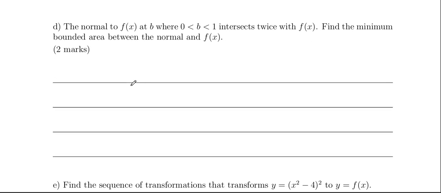Alright, next question. The normal to f of x at b, where b is between 0 and 1, intersects twice. Find the minimum bounded area. Alright, so for this question, I tried a lot of things, and I wasn't able to find the exact answer. However, I was able to find an approximate answer. So if I am able to find an exact answer for this question, then I'll place it in the comments, and if you guys also found an exact answer, please tell me as well.